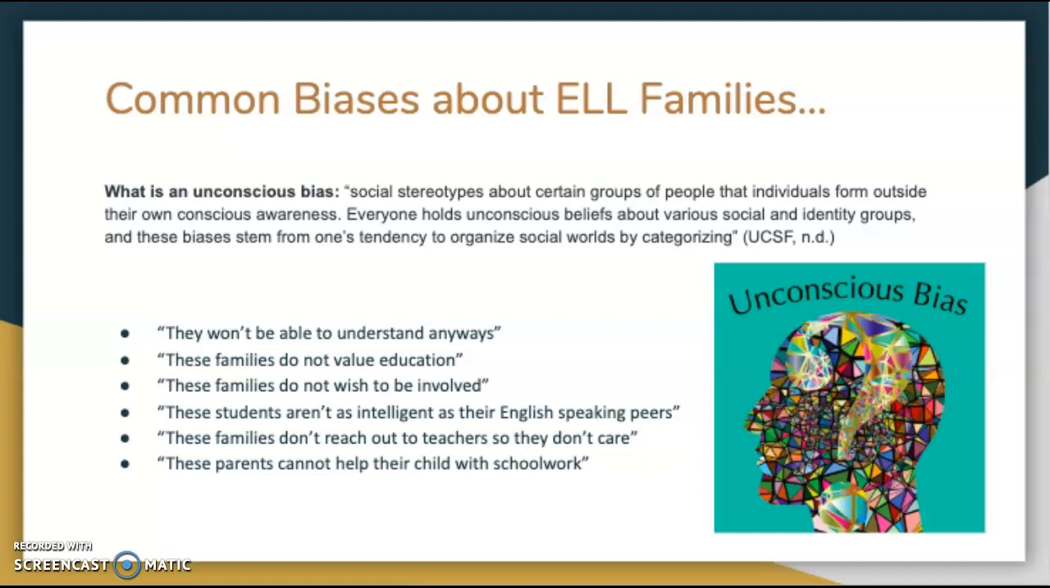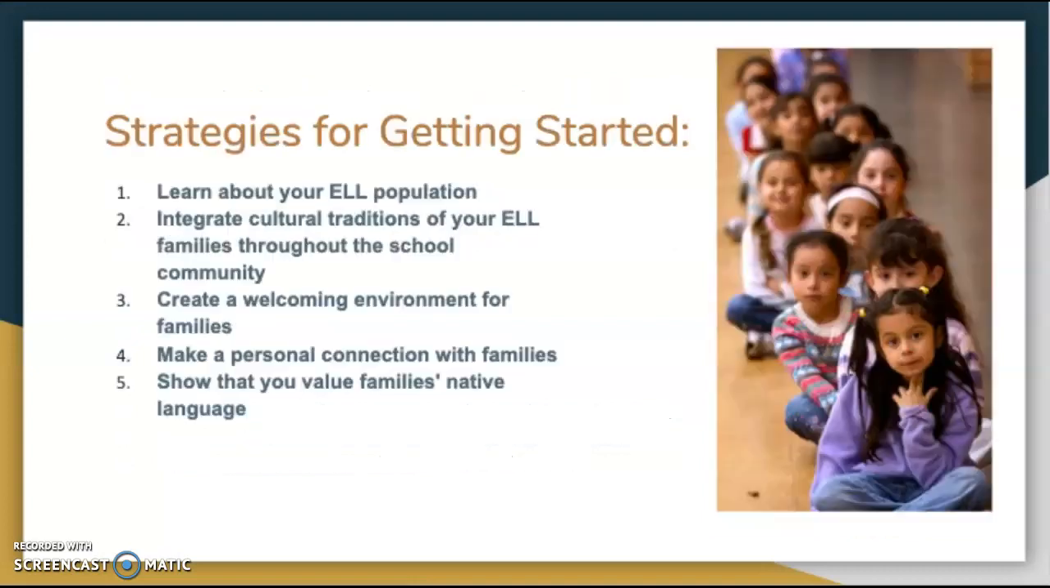So things that we sometimes say or think about ELL families that are biased, they can be explicit or implicit. We say things like, they won't be able to understand anyways, so why bother? These families do not value education. These families don't wish to be involved. These students aren't as intelligent as the English-speaking students in the class. These families don't reach out, so they must not care. And these parents cannot help their child with schoolwork. So these are things that we sometimes say or feel, whether we realize it or not.